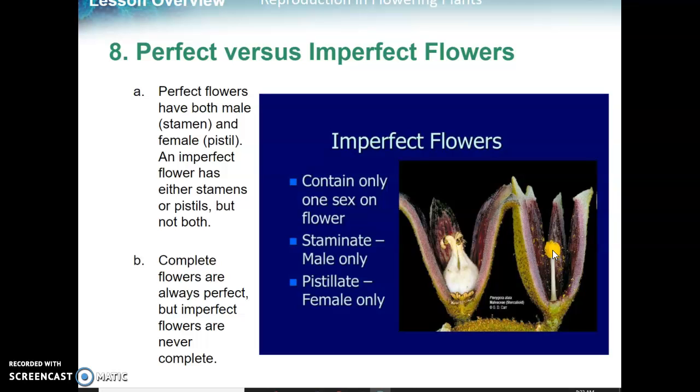So if you have all four parts, by definition, you have a stamen and a pistil. So that makes a complete flower perfect. All right? Now, if you're imperfect, though, you're also incomplete, because complete flowers have all four pieces. And if you're imperfect, you're missing either a stamen or a pistil, and that makes you imperfect. So you can have complete perfect flowers, you can have incomplete imperfect flowers, but you would never have an imperfect complete flower. Just never could happen by very definition.